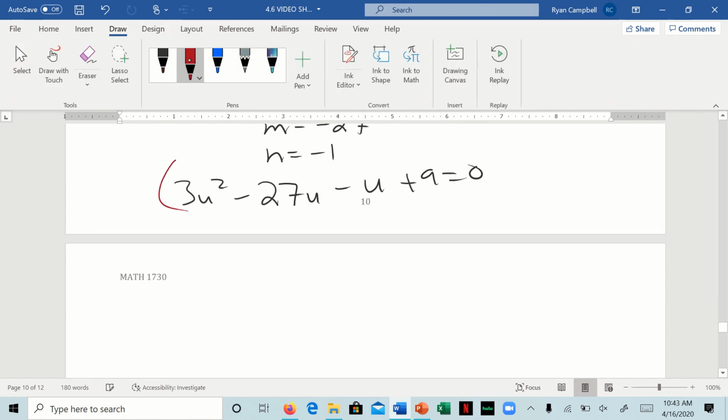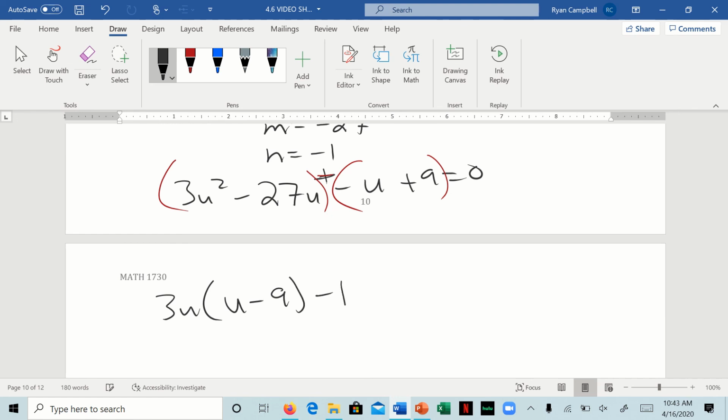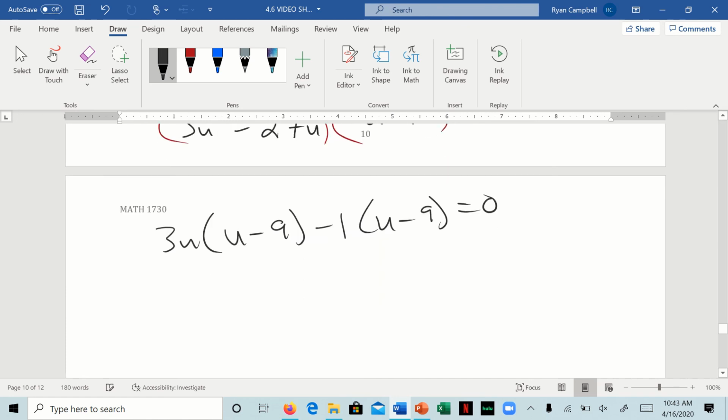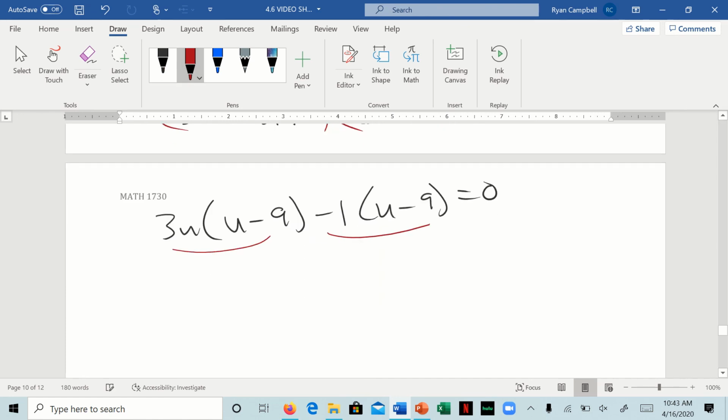So we group up the first one and we group up the second one, including that negative. Make sure to include the negative if you're doing that. All right, take out a 3u. You end up with u minus 9. Take out a negative 1. You have u minus 9. All right, what's in common with both of these? U minus 9, so we can take that out. And we're left with 3u minus 1.